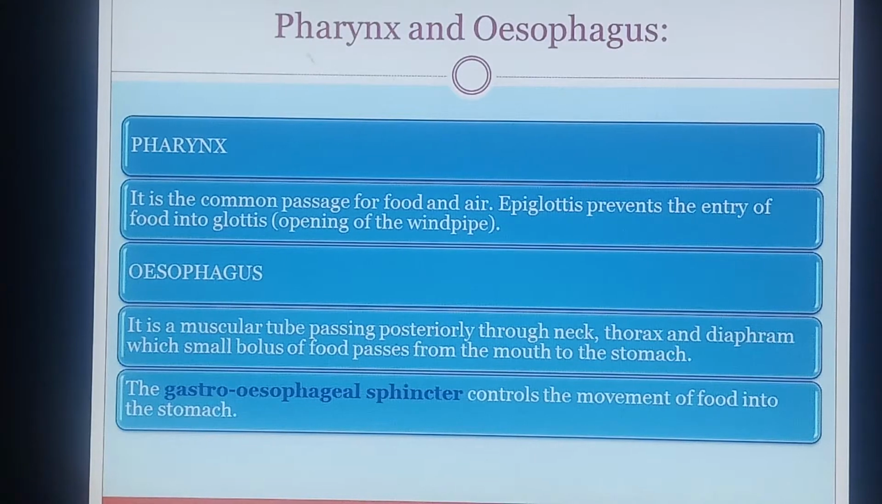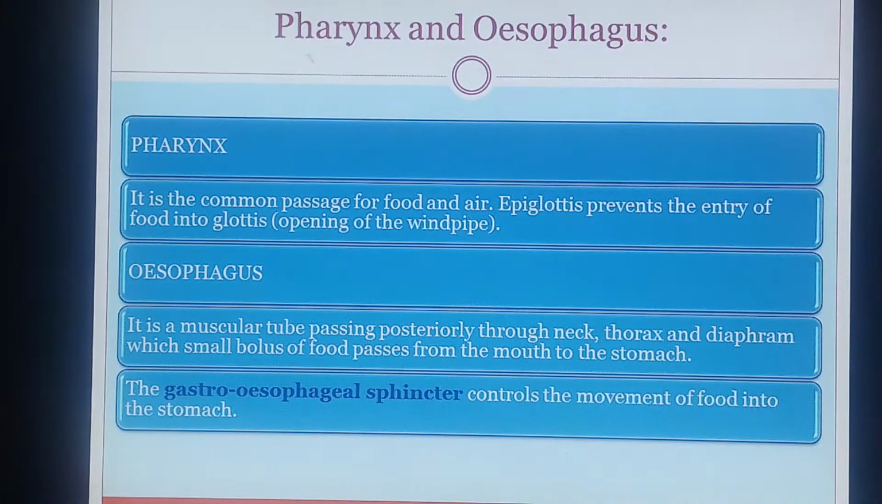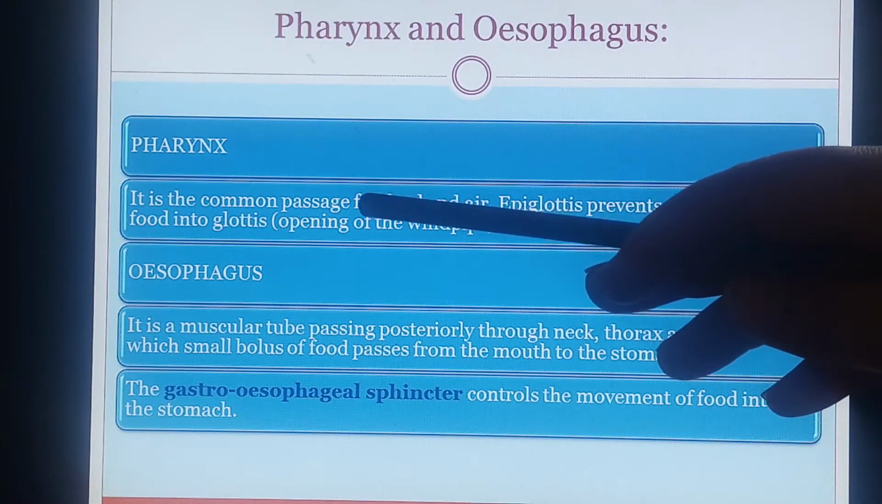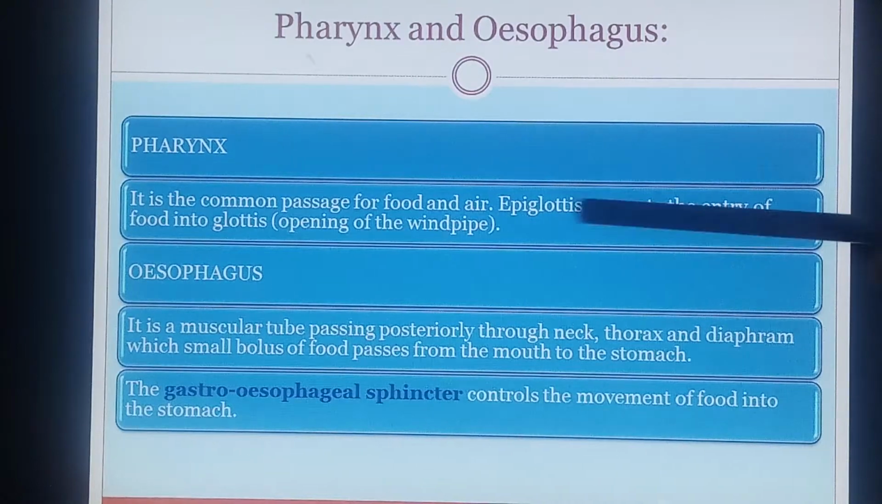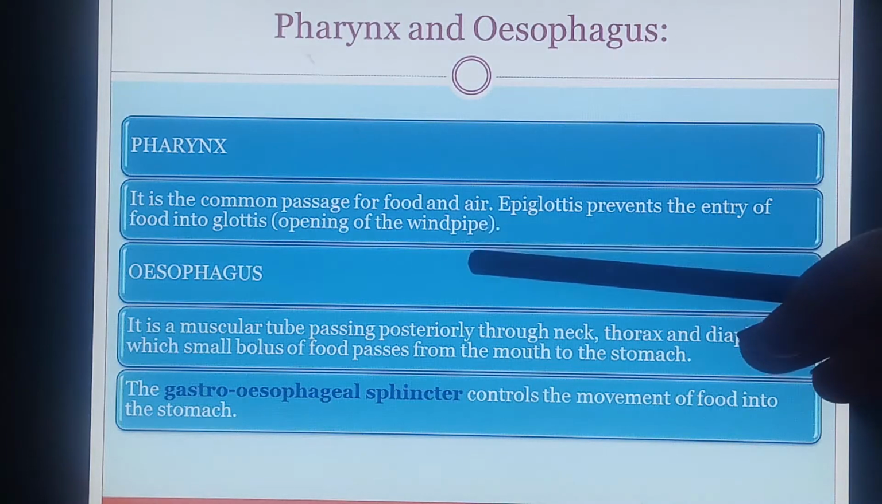Now, the next part is the pharynx and the esophagus. The pharynx is the common passage for both food and air. That's why we always suggest that while eating, you should not breathe in. When you are swallowing your food, you should not speak, because when you speak, your windpipe will be open, and there is a chance that the food will enter your windpipe. To avoid the entry of food into the windpipe, there is an epiglottis which prevents the entry of food into the glottis. Now what is the glottis? This is the opening of the windpipe.